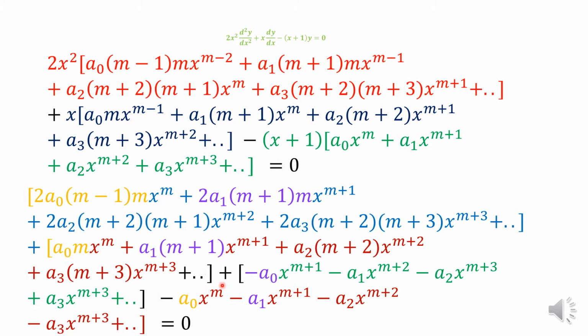Now what is left? Plus, right? This minus x we are taking inside, it will be a naught x the power m plus 1, this minus sign here, so minus a1 x the power m plus 2, minus a2 x the power m plus 3, right? And similarly a3 x the power m plus 3, right? So this minus sign will be there, right?